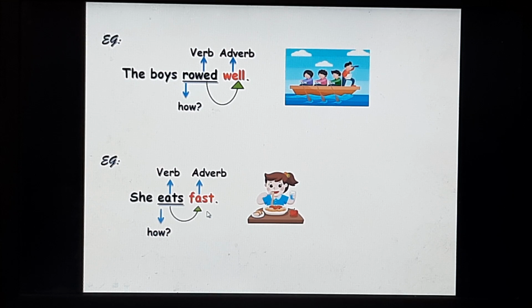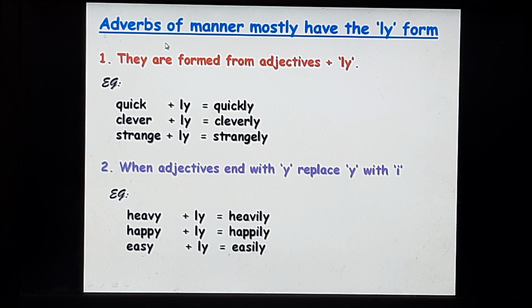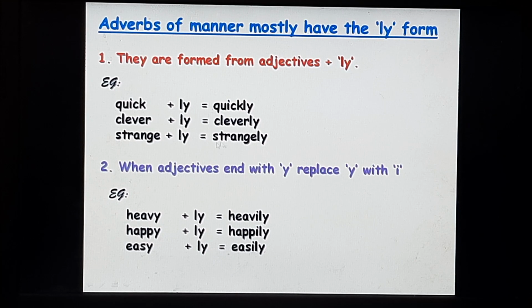She eats fast. Eats is the verb. Eats how? Fast is your answer. That's adverb of manner. We say the adverb fast modifies the verb eats. Now, adverbs of manner mostly have the ly form. They are formed with adjectives plus ly. Example, quick plus ly quickly, clever plus ly cleverly, strange plus ly strangely.